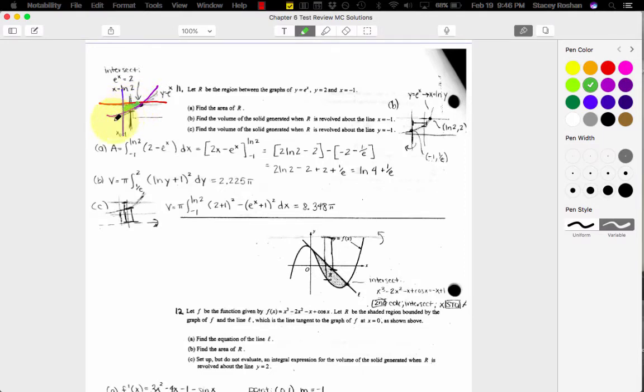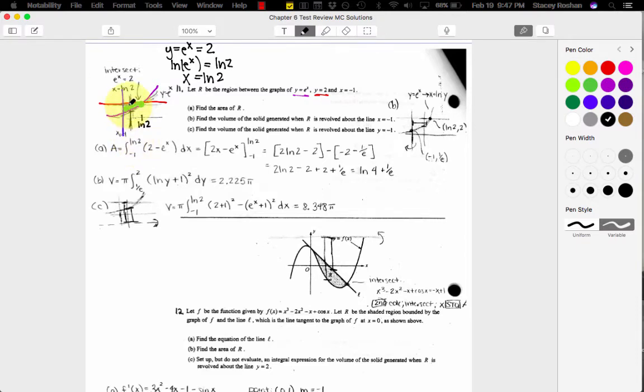So clearly our bounds are going from -1 to this intersection point. But what is that intersection point? That intersection point is where the red and the purple line intersect. The red was y equals 2, and the purple was y equals e to the x. So where do those two intersect? e to the x equals 2. I have to take the ln of both sides. So ln of e to the x is going to leave me with x, and I just get that equals ln of 2. So that's how I get the bounds here, from -1 to ln of 2.